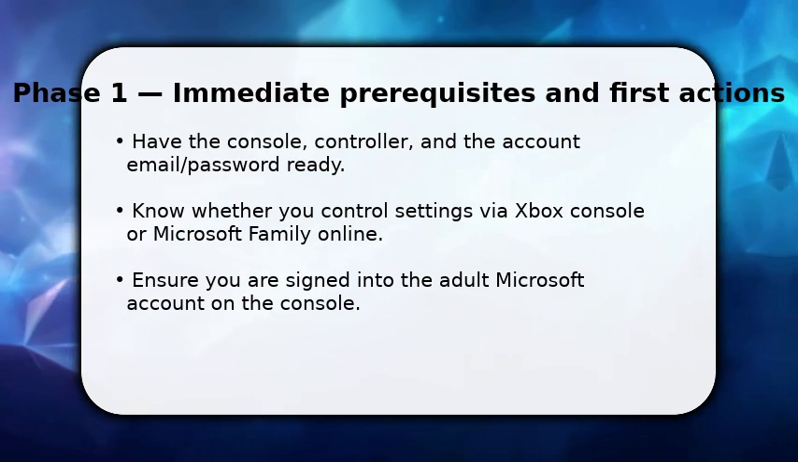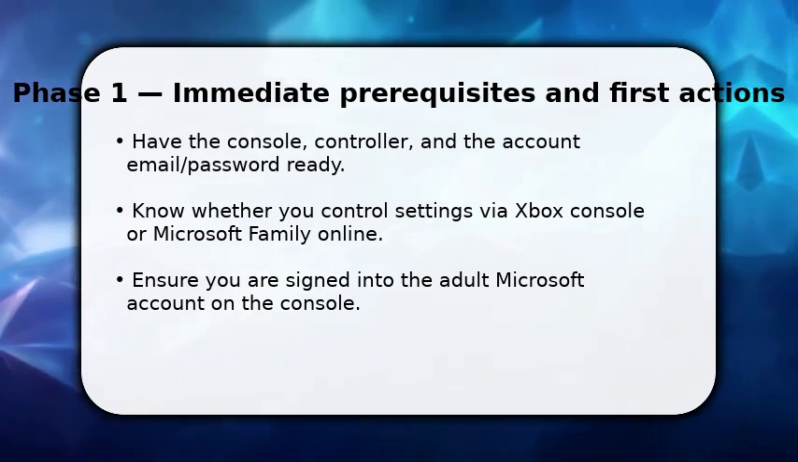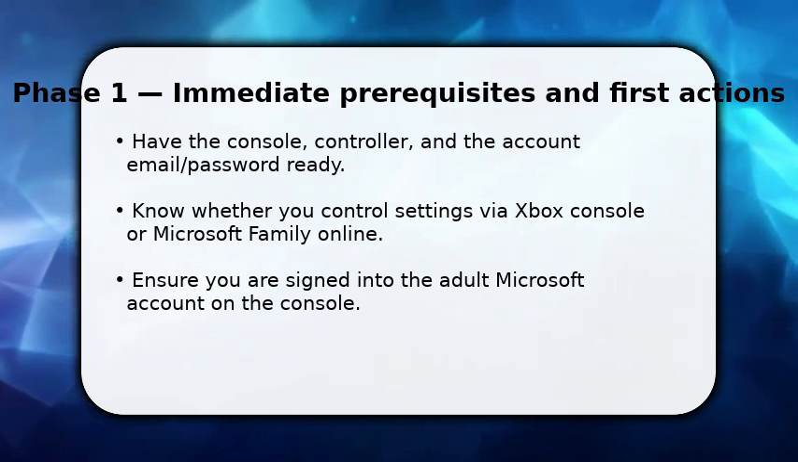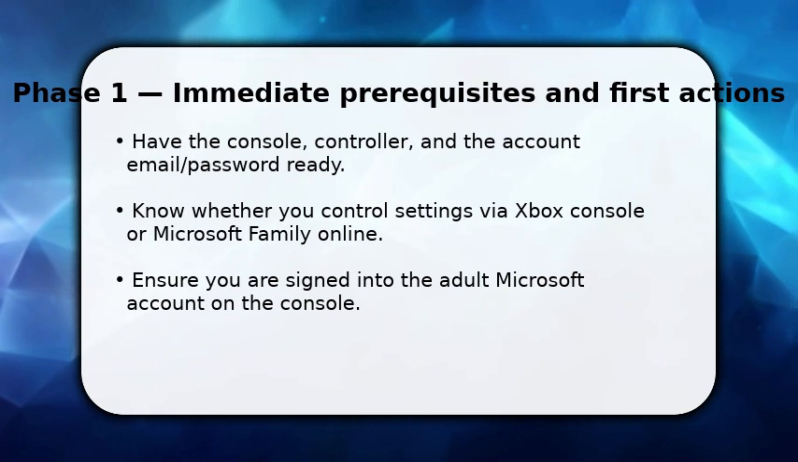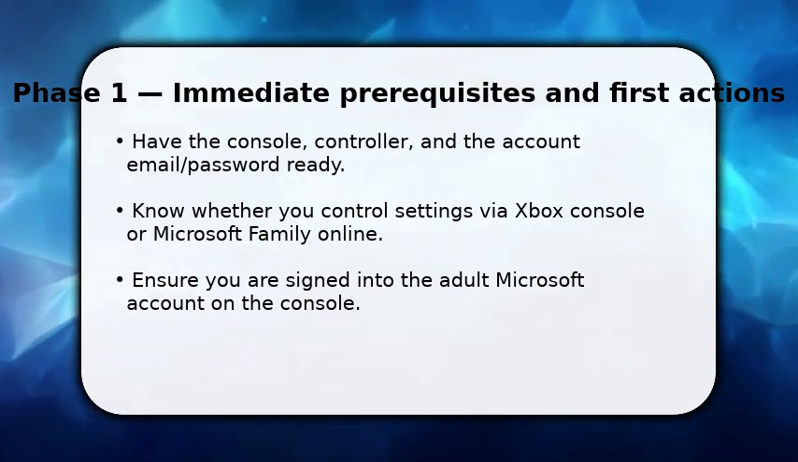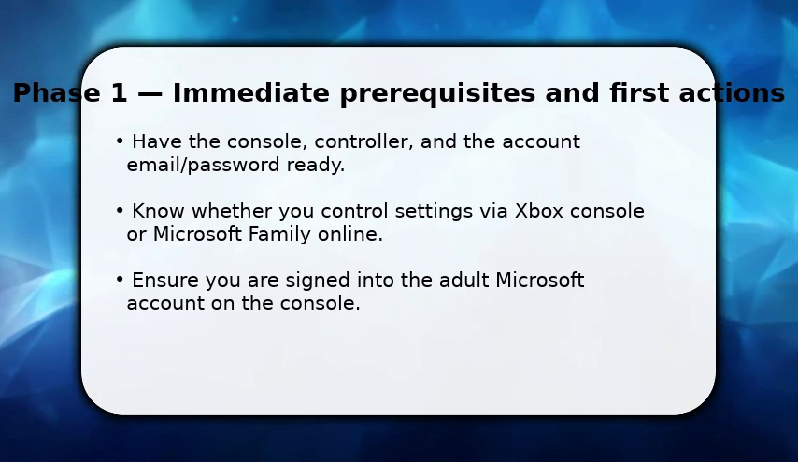First, press the Xbox button to open Guide, then go to Profile and System. Once there, select Settings followed by Account. This path gives you access to family and privacy controls. Make sure you use the adult account that created the family group. Otherwise, you won't see parental settings to change.